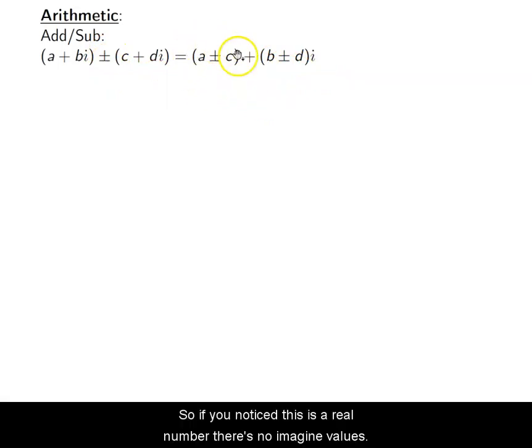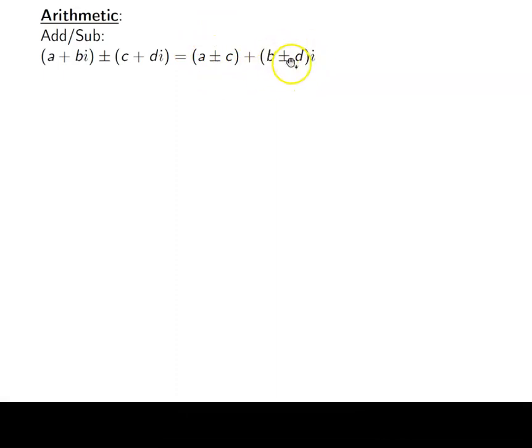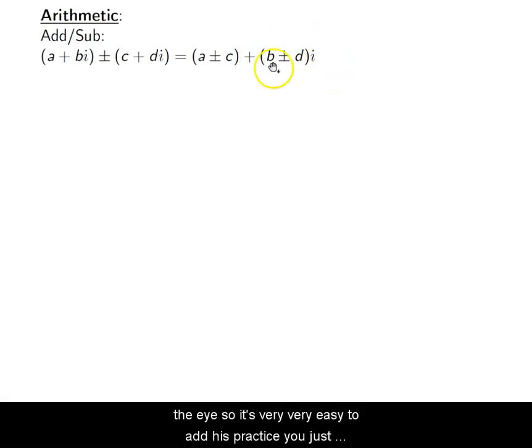Okay. So if you notice, this is a real number. There's no imaginary values here. B plus D or B minus D is a real number, and it's attached to the I. So it's very, very easy to add or subtract these. You're just really combining like terms.